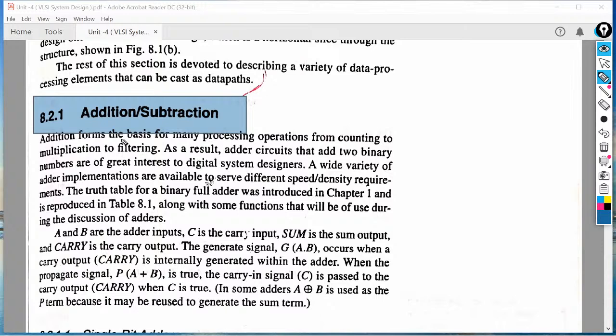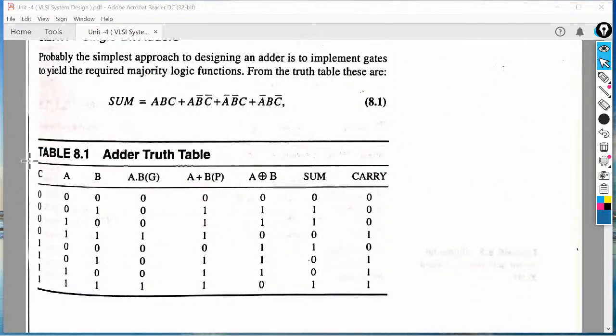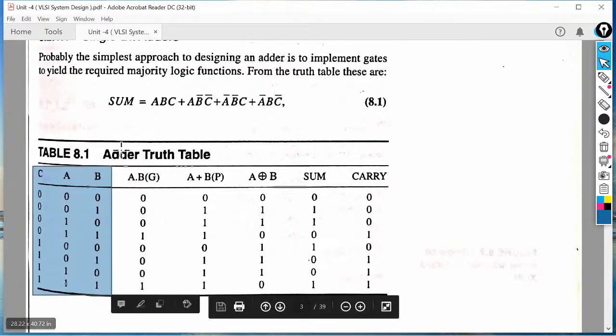What are the outputs? Output is sum and carry. And when we have three different inputs, at that time we need to use a full adder. Okay, so first we understand the basic part. Suppose I have considered a truth table of a full adder.